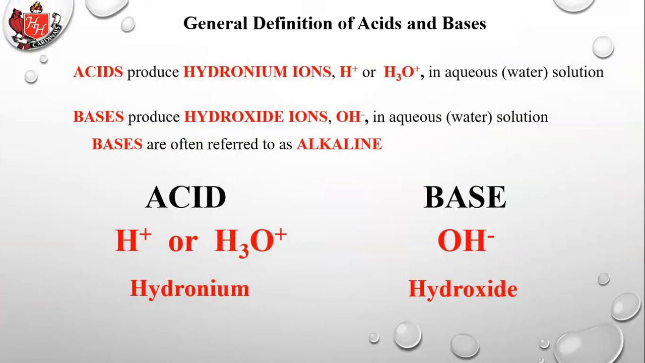So acids produce hydronium ions. A hydronium ion is either an H plus or an H3O plus, and we'll talk about why they look different, but they're both considered to be hydronium ions. And they produce those in aqueous solution, that means water. Bases produce hydroxide, OH minus, in aqueous water. Bases are often referred to as alkaline. So acid is H plus or H3O plus, that's hydronium. Base is OH minus, that's hydroxide.